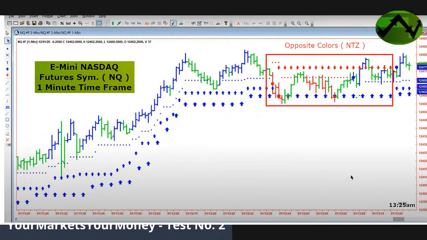But right here, you have a big no trade zone, what we call an NTZ. You got opposite colors, you got blue and you got red. So you stay out of there. But you can trade here if you want to. You can get in. I would, on this one right here, I would get in probably right there and go ahead and take the trade.